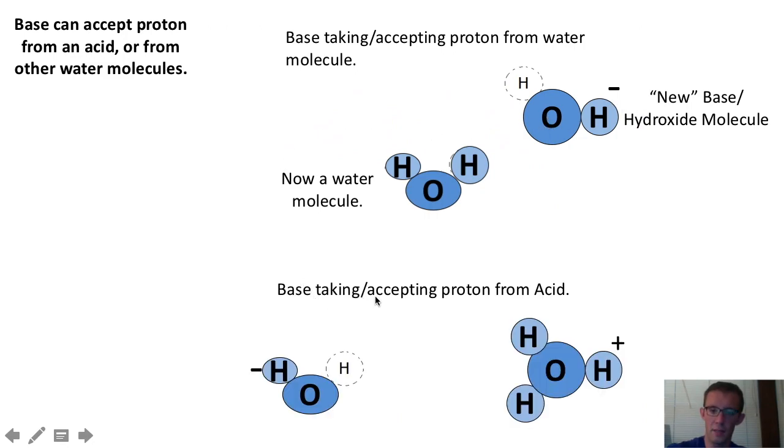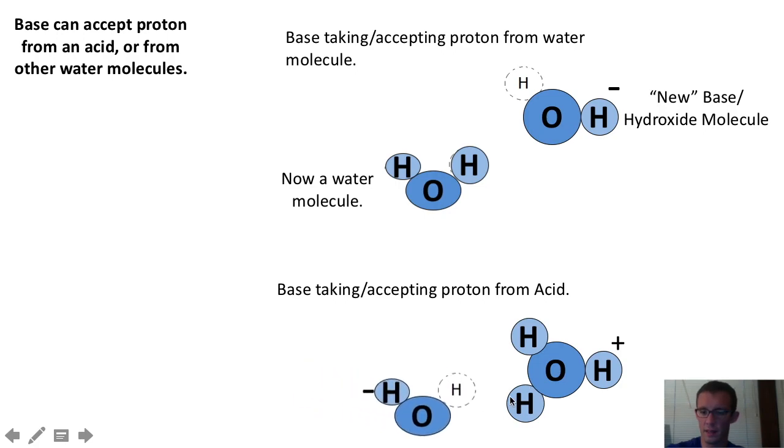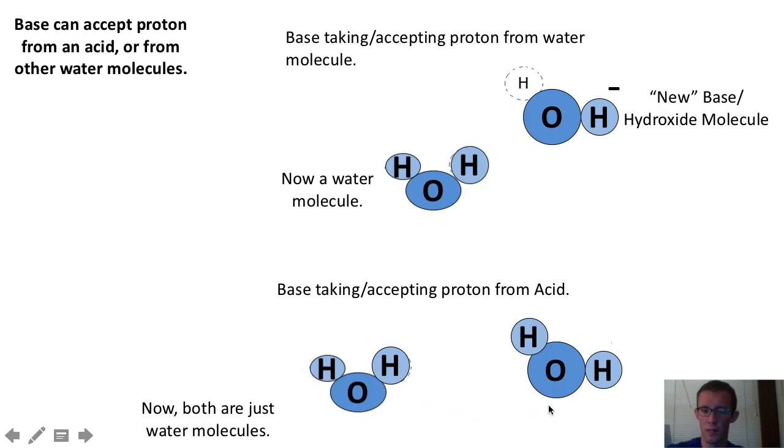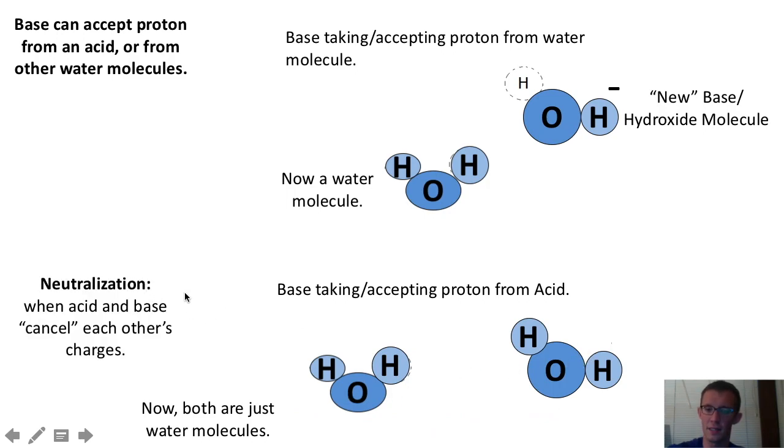But a base can also accept a proton from an acid. So here we have our base, hydroxide, that's able to receive a proton. And here we have our acid, hydronium, H3O, which is able to donate hydrogen. And so we'll watch the base take the hydrogen away from the acid. And in the process now, both the base and the acid have become water molecules. And so we say that the base and the acid in this process neutralized each other.